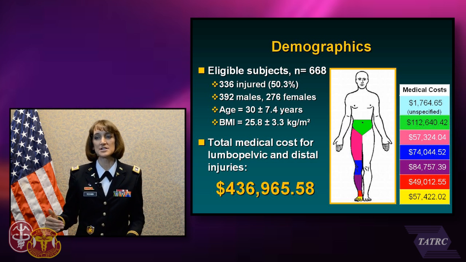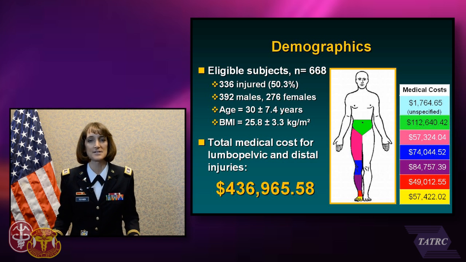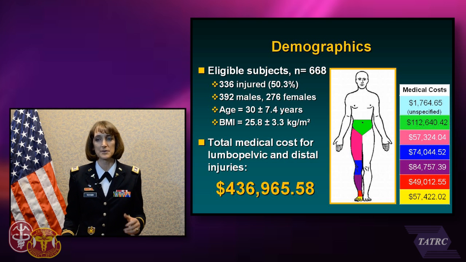The distribution of those injuries are shown in the colored diagram, where you can see the number one cause of, or cost of injury was lumbopelvic, and the second one was knee and leg.